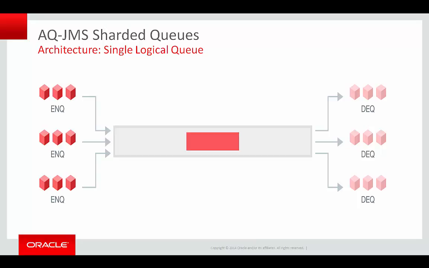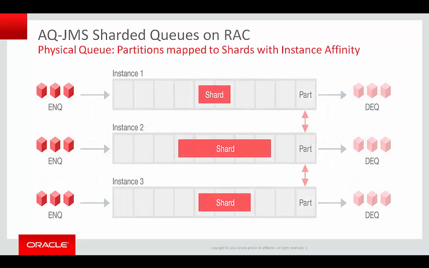However, we still try to provide sharded queues with the same JMS guarantees of session ordering, but we do it very differently. This figure gives a better representation of the physical queue of sharded queues, where partitions are mapped to shards with instance affinity. Here we have 3 instances. In some way, there are different logical queues on these different instances. These logical queues are basically the shards. In this particular example, there are 3 shards, 1 for each instance. Enqueuers would be enqueuing messages into one side of the shard, and dequeuers would be dequeuing messages from the other side of the shard.